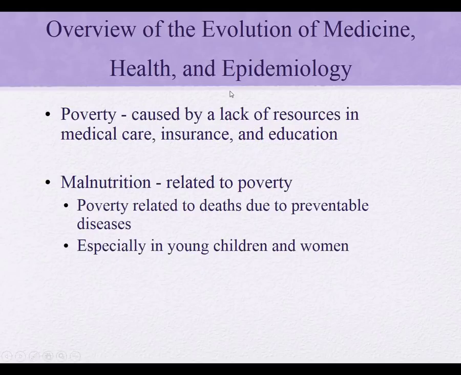So poverty is caused by a lack of resources in medical care, insurance, and education. Malnutrition is related to poverty. Poverty is related to deaths due to preventable diseases, especially in young children and women. So we know in the U.S. fast food is a major issue. A lot of times when kids especially eat a lot of fast food, they're malnourished. They're not getting what they need. They're getting a McDonald's cheeseburger with no vegetables. They're getting maybe high fat diets, high sugar for kids especially. That can result in malnutrition.